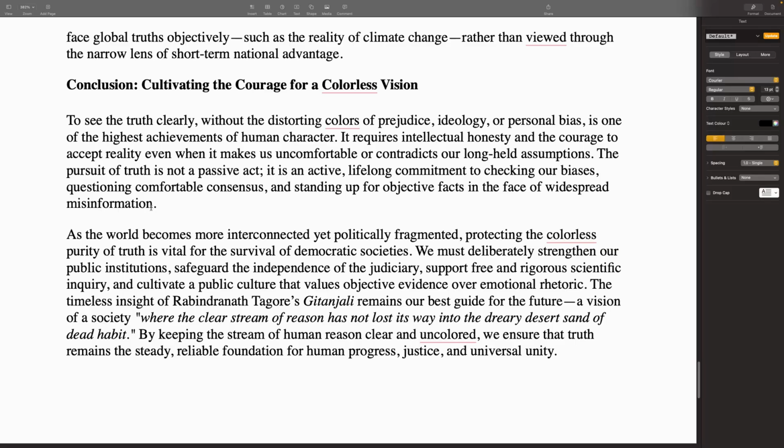The timeless insight of Rabindranath Tagore's Gitanjali remains our best guide for the future. A vision of society where the clear stream of reason has not lost its way into the dreary desert sand of dead habit. By keeping the stream of human reason clear and uncolored, we ensure that truth remains the steady, reliable foundation for human progress, justice, and universal unity.